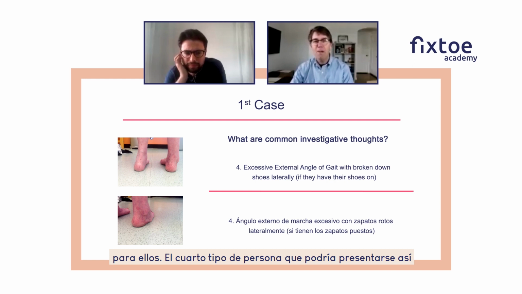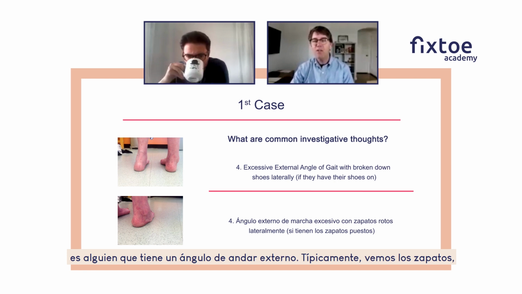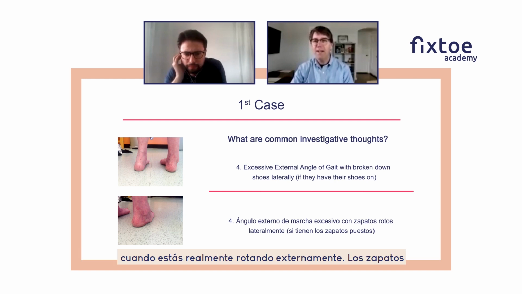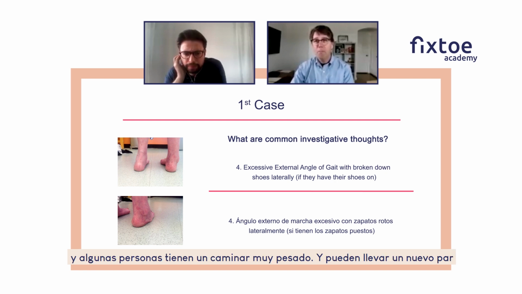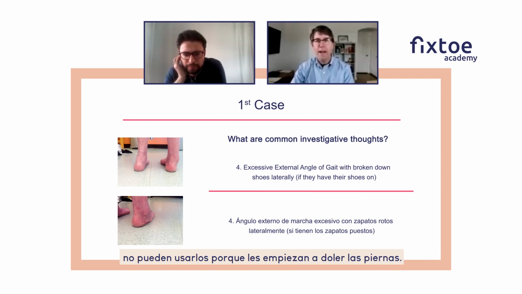The fourth type of person that may present like this is somebody who has an external angle of gait. Typically, we see the shoes, when you're really externally rotated, the shoes can break down to the lateral side severely, especially if you add obesity, and just some people are very heavy walkers, and they can take a brand new pair of athletic shoes and within 50 miles have broken the shoe down, where now they can't wear them anymore because their legs start to hurt.